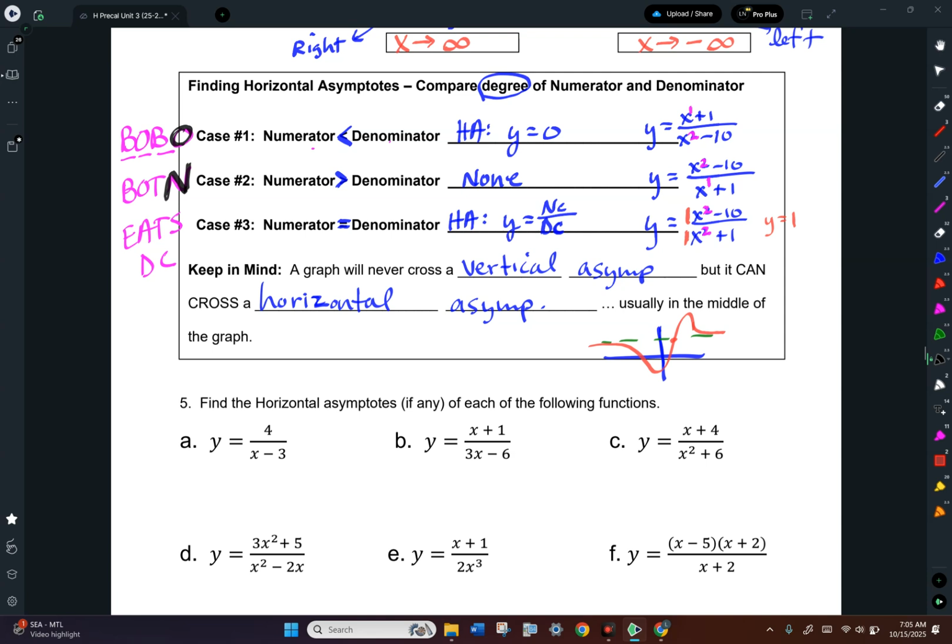Hey, if the degrees are equal, you look at the numbers in front. What EATS DC means is exponents are the same, divide coefficients. Okay, so equal and the same, which is kind of redundant if you ask me. But so if the numerator and denominator are equal in degree, then in order to get the horizontal asymptote, you divide coefficients. Okay, so however you want to remember it, you need to know those rules.